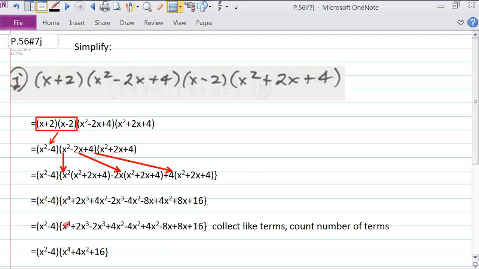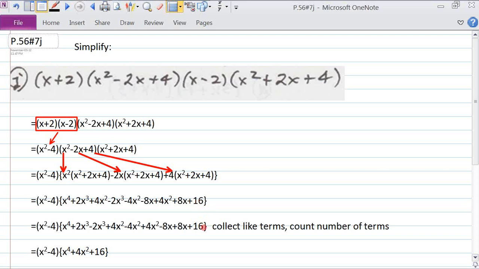The x to the fourth is x to the fourth. I've got 2x cubed and minus 2x cubed. And those are the only terms in x cubed, so I'm grouping those together. I got plus 4x squared minus 4x squared plus 4x squared. And then the next power of x is x to the power 1. Where is it? Right here. Minus 8x and plus 8x. So those are all both to the power 1.